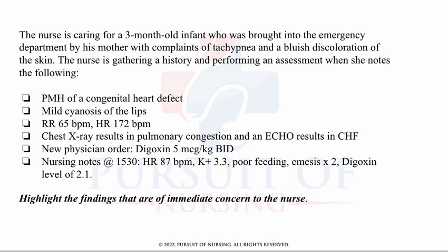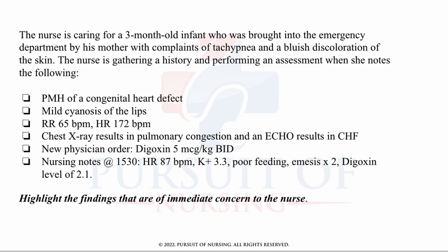The 3-month-old infant does have a past medical history of a congenital heart defect. There is mild cyanosis of the lips. Respiration rate is 65. Heart rate is 172. The chest x-ray results in pulmonary congestion, and then an echo confirms the diagnosis of CHF. There is a new physician order for digoxin, 5 micrograms per kilogram twice a day.